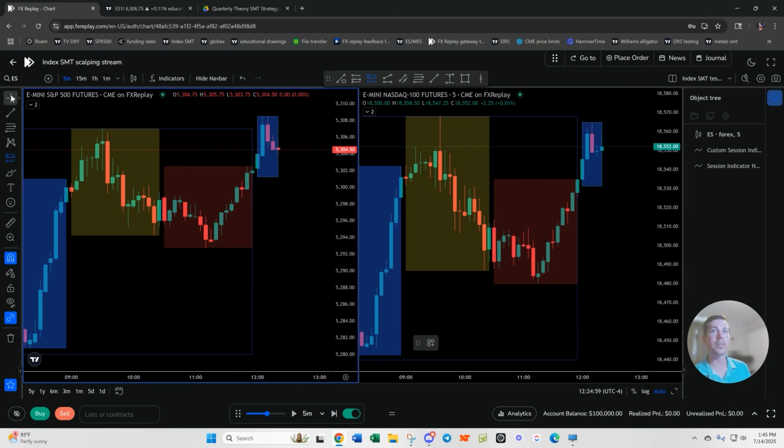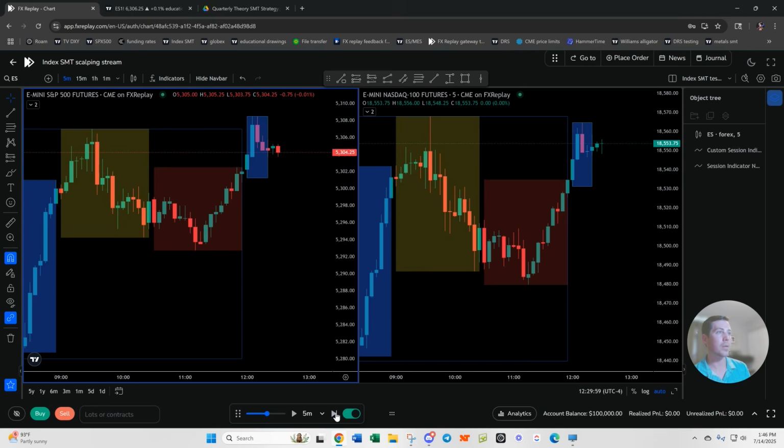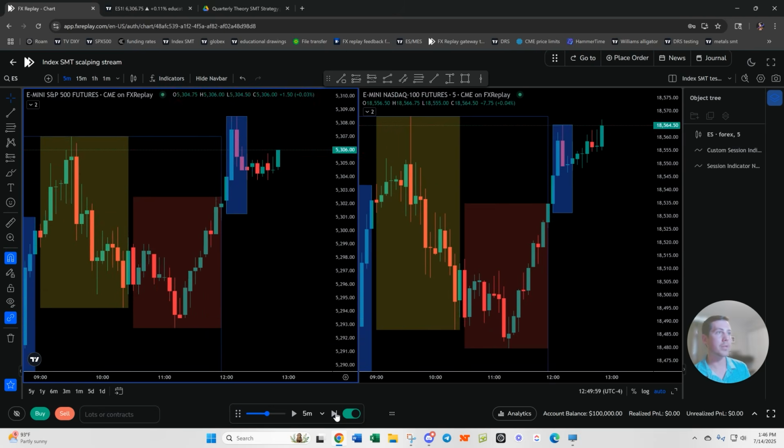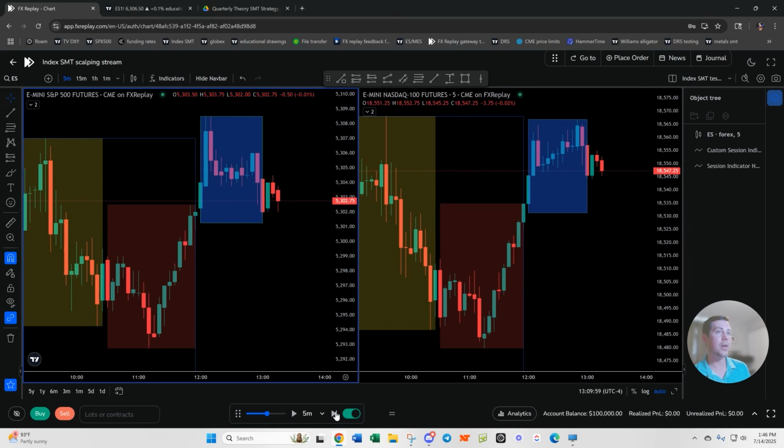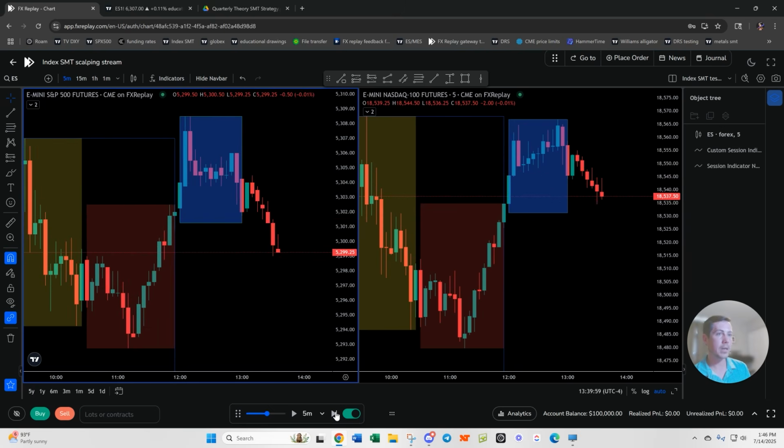The only thing to think here, I was jumping ahead of myself. We don't have 90-minute SMT yet. Between these highs, both of them took out this red high. So we don't actually have the 90-minute SMT required yet. It's going to be important to wait for alignment on the higher time frame and lower time frame. We might just miss this trade, which is also fine.